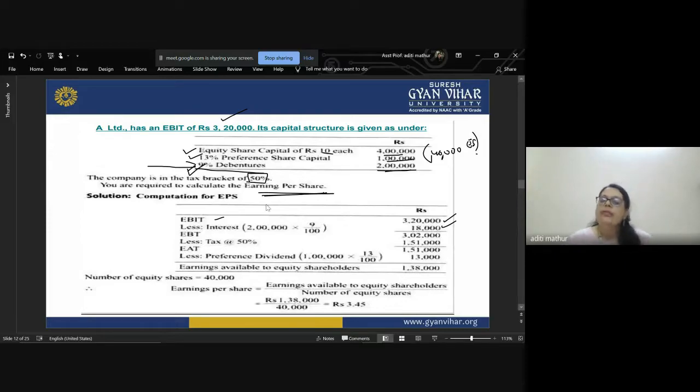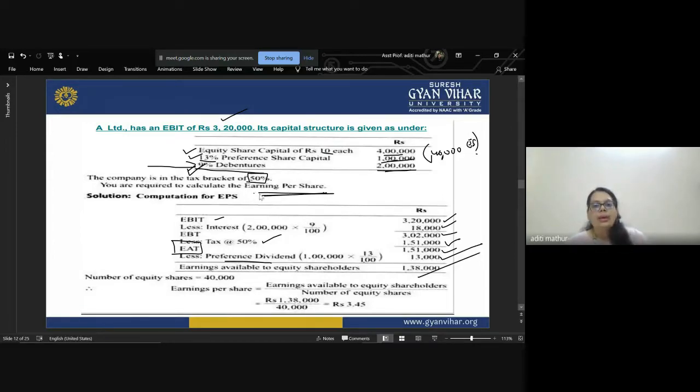3,02,000 rupees. From this EBT, you'll be deducting the tax, which is 50%. So from this 3,02,000, you deduct 50%, which is 1,51,000, and the remaining amount is your earning after tax, which is 1,51,000. And from this EAT, you deduct your preference dividend. The preference dividend is 13%, and you have 1 lakh rupees, so 13% of 1 lakh is 13,000. So now the earnings available for the equity shareholders is 1,38,000.